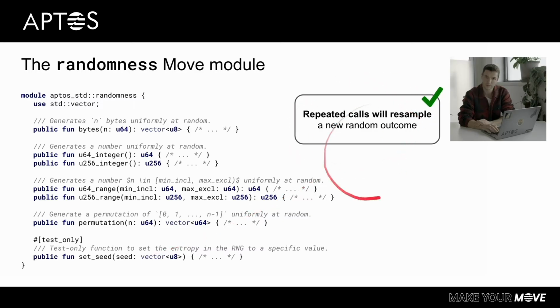An important thing to understand about this API is that repeated calls to the same functions in your contracts will resample a new random outcome. So for example, if I call U64 integer for the first time, maybe it's going to give me a number, say 13. If I call it a second time, it's going to resample, and it's going to give me a fresh random number. It could be 13, it could also be 14, 15, 27, whatever. It's a new sampling. So every time you call a function, this samples a new number. And I think this is the main thing you want to understand about this randomness API. Every time you call a function, there's a new sampling happening, and this will have some consequences, which I'll discuss later in terms of security.